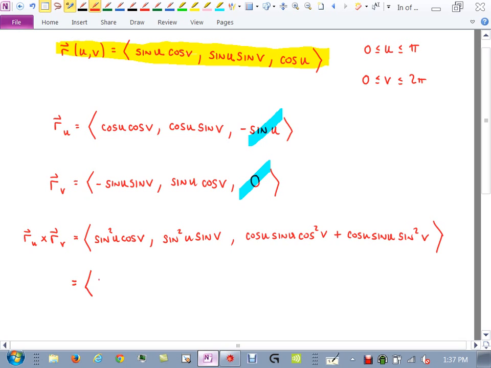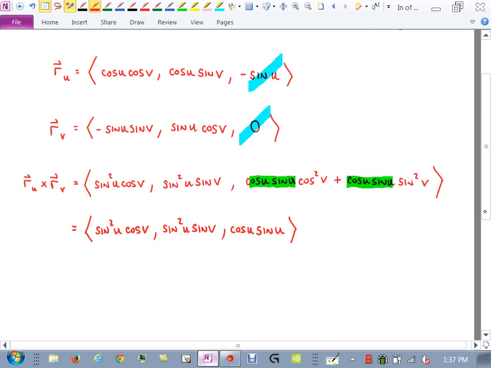The third component, right? This is sine squared u cosine v, sine squared u sine v. The last one, what can I do? Factor out this from both. When I factor those two out, I'm left with cosine squared v plus sine squared v, which is a 1. So all I have is a cosine u sine u. All right, we just did that to get practice with it. That's all we did, okay?